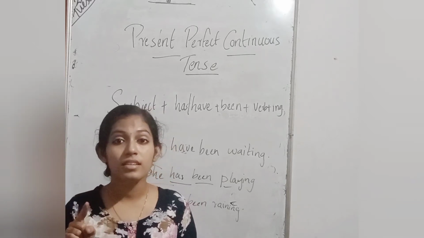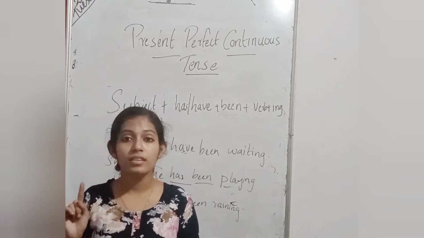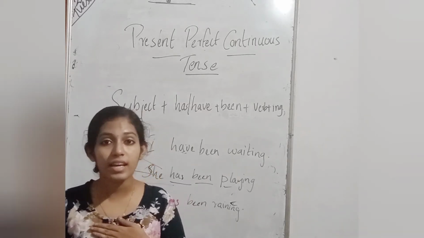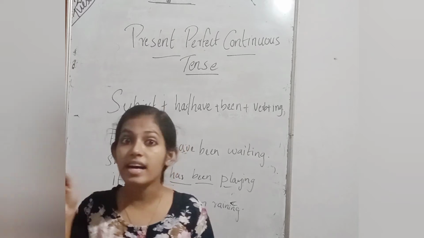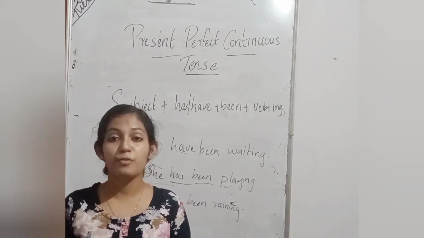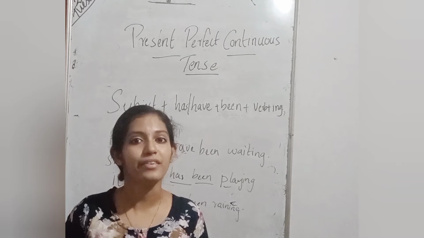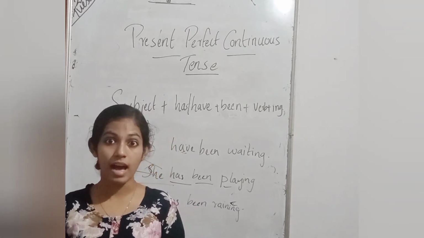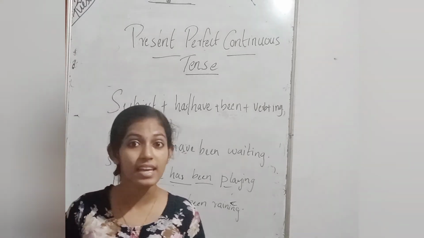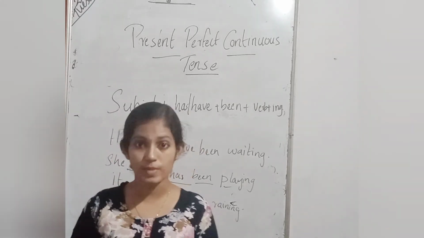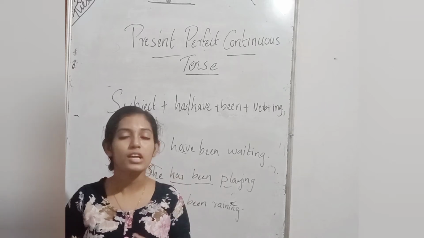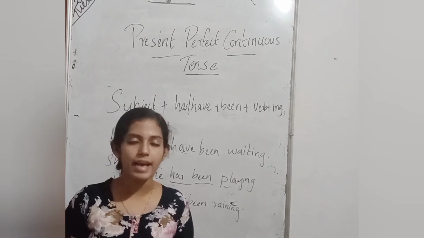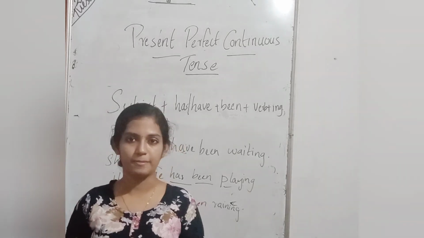In the second example, my father has been working. So we have used has been. My father means he has been. In the first example, we have used have. I have been learning English. When the subject is I, we use have plus been plus verb plus ing, and when the subject is he or she or it, we use has plus been plus verb plus ing.